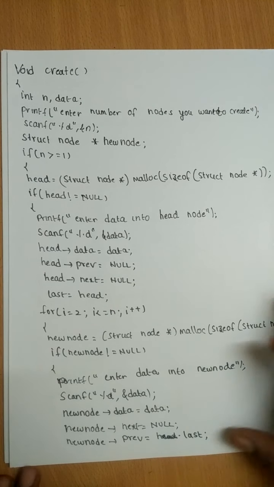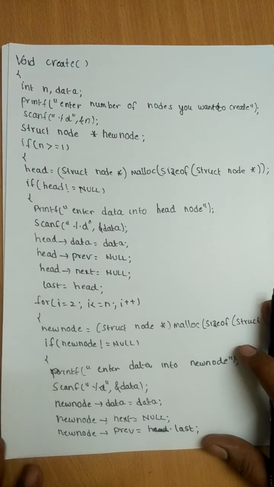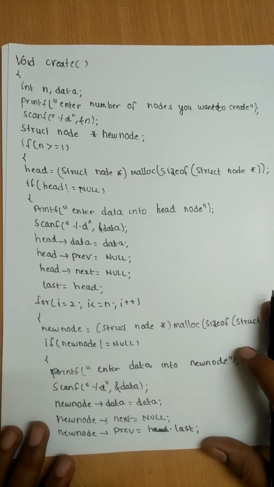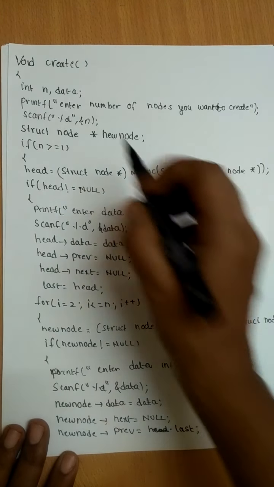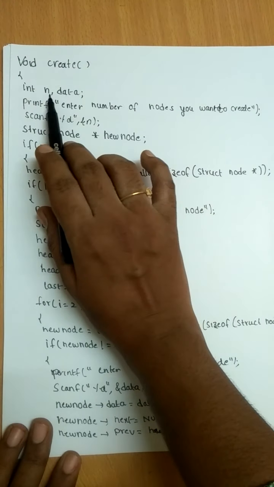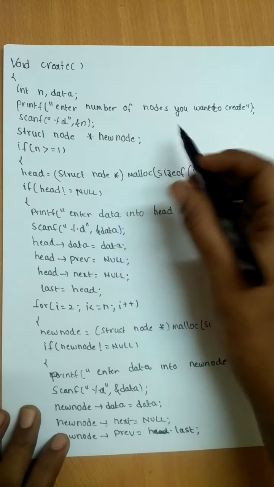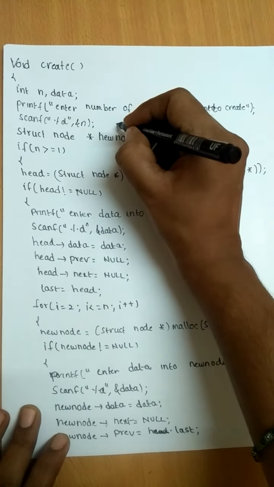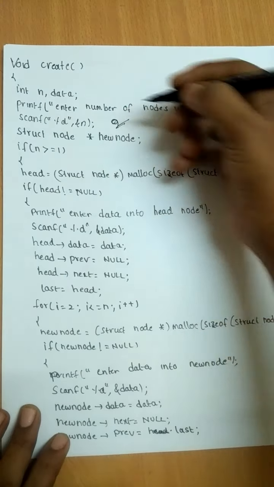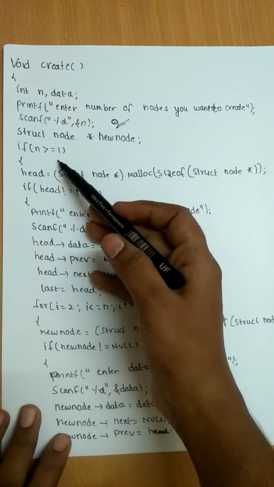See, first operation is create. What is meant by create? Creation of the linked list. So, what is the first? This is a function definition for the create. What is the first step? Int n, data. So we declared two variables n, data, and next it is asking how many number of nodes we want to create. Suppose if we entered the n as 2, you will create 2 nodes. Next, declare one more node as a new node.